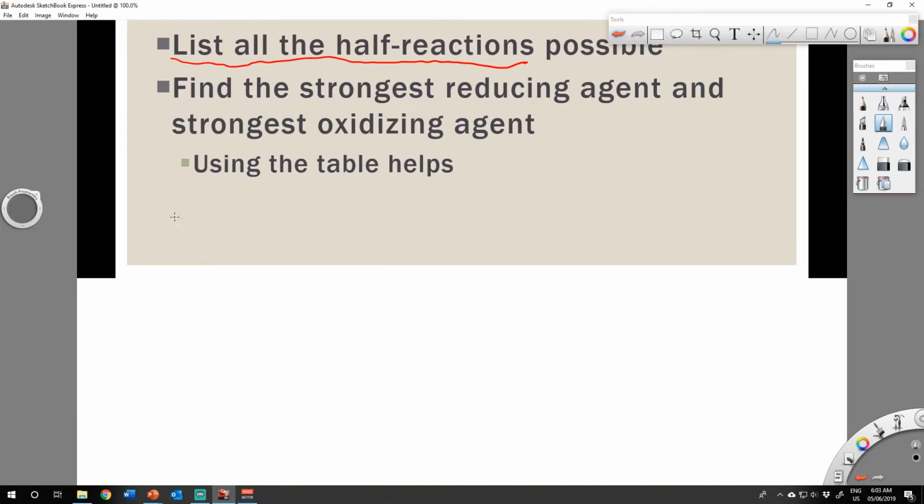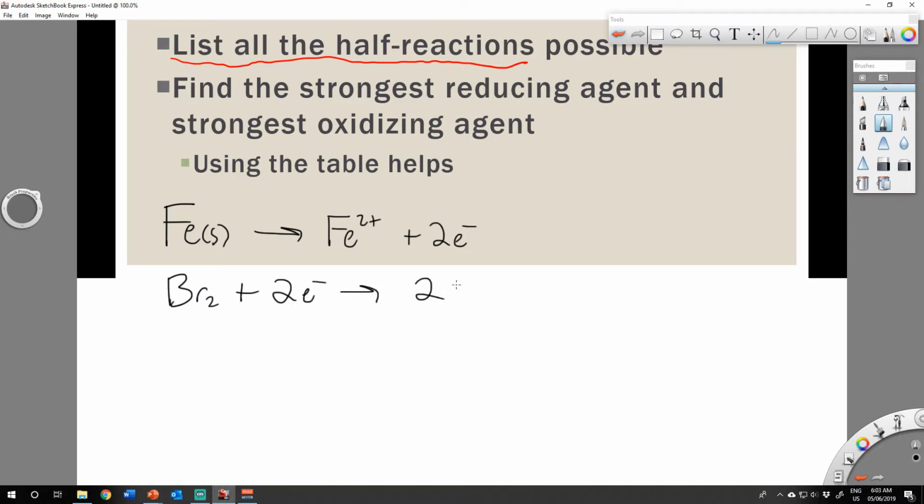So we have an iron strip, so a solid piece of iron. This, I believe, only turns into the following. Now, iron does have the ability to turn into iron 3+, but not directly from solid iron. Then you've got bromine. Bromine, I believe, will do the following. And then iodine will do the same thing.